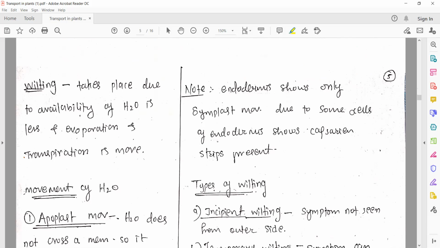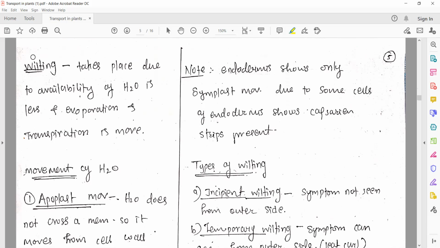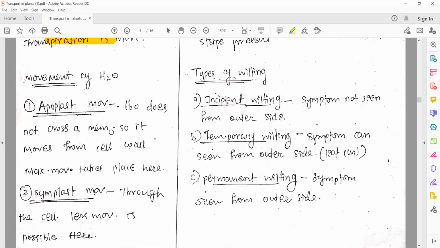Let's move on. We are entering a very interesting topic again, called wilting. So what is wilting? It is a general life experiment you can see, which takes place because the availability of water is less, and evaporation and transpiration are more. Whenever you see a plant in a condition where there is a lot of sunlight, heat energy, and the temperature is high, keep the plant in that situation and you will see wilting happening, because of transpiration. Water will evaporate as water vapor, so more water will be lost. A water stress condition develops, and the plant will start wilting.